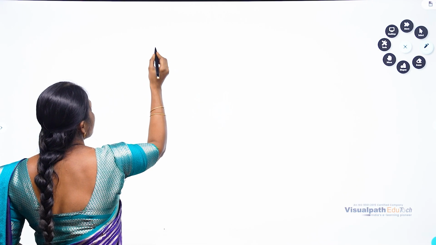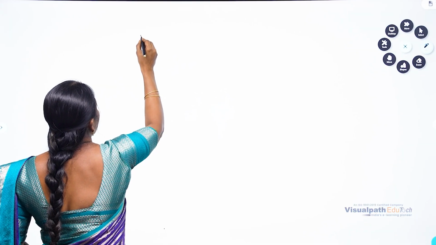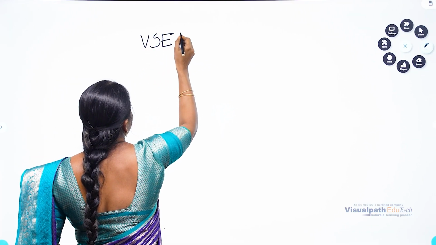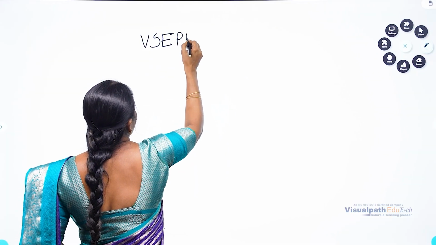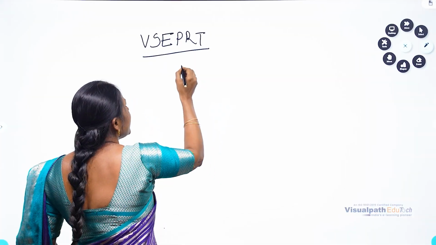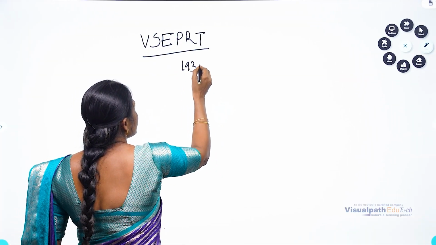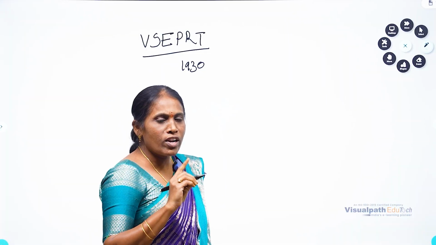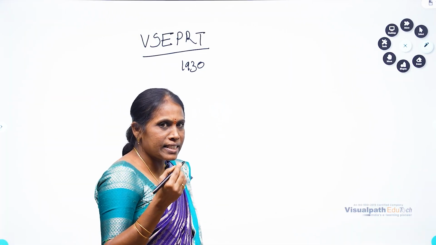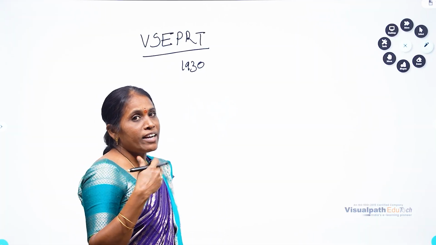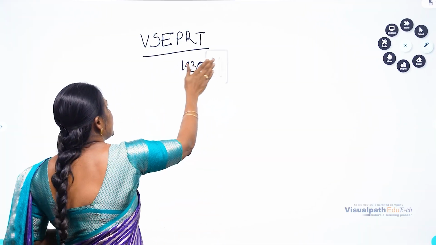Next topic is the VSEPR theory. The valency shell electron pair repulsion theory is known as the VSEPR theory. In the year 1930, Sidgwick and Powell introduced this VSEPR theory. After that, in the year 1957, Nyholm and Gillespie further developed this VSEPR theory.